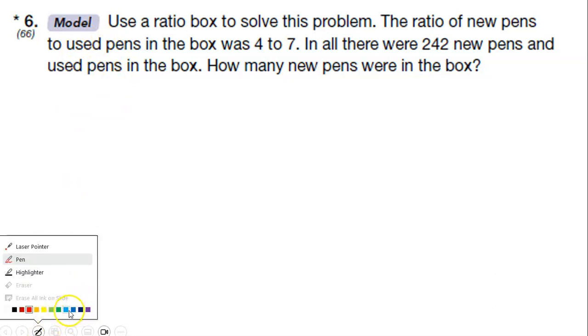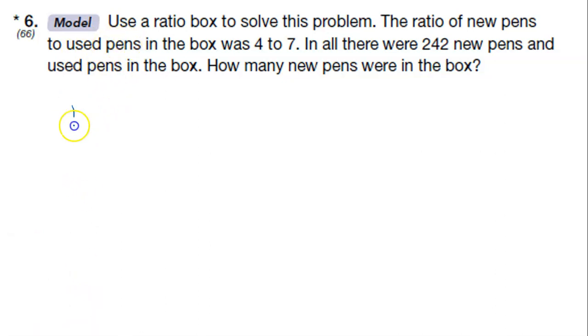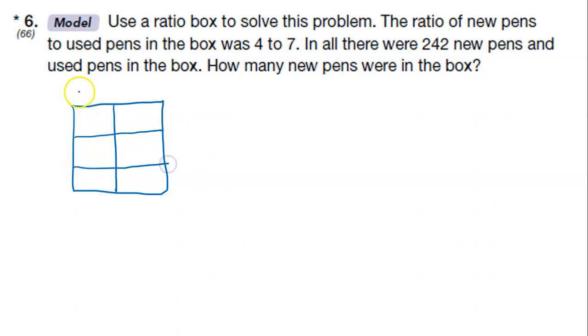Let's pick a different color. Use a ratio box to solve this problem. All right, let me go ahead and get it started here. Ratio box. This is my ratio. These are my actual numbers. The ratio of new pens to used pens to total is 4 to 7. In all, there were 242 new pens and used pens, so that's the total. How many new pens were there?